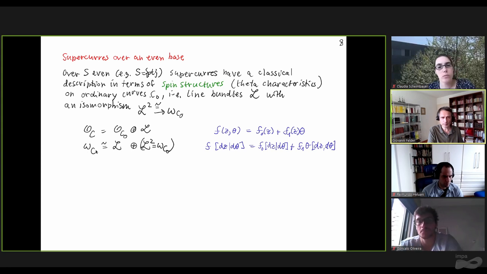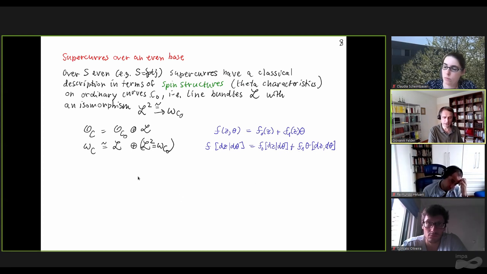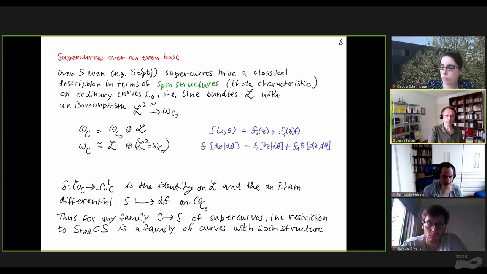And the canonical bundle has one part which is L squared, which are the abelian differentials, like in the usual theory of Riemann surfaces, but it's actually generated by this odd part L. So in local coordinates you have some function f0 of the even coordinate times this d theta, which you should think of as a section of L, plus something like this. Okay, so this is the local description, but intrinsically it is given by a spin structure on the curve. And there is also a description of this basic structure, which is the de Rham differential: in the even part you go from O_C0 to omega_C0, the differential, and it is the identity on this L part. Okay, so this is a description.